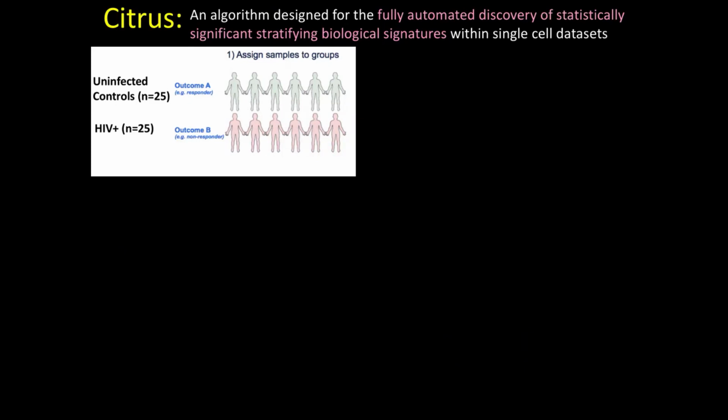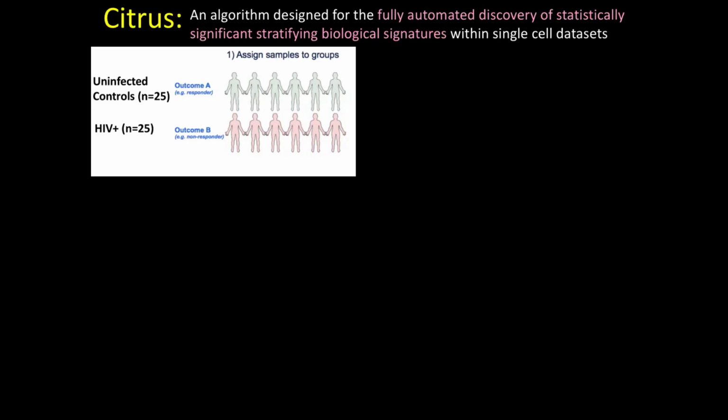So you know what Citrus is, an algorithm designed for fully automated discovery of statistically significant stratifying biological signatures in single cell data sets, in our case flow cytometry data. We would associate the phenotype with some endpoint. In our case, this would be the subject group.